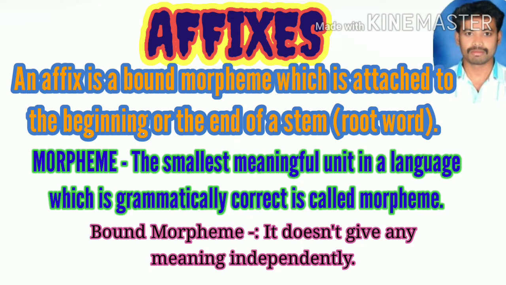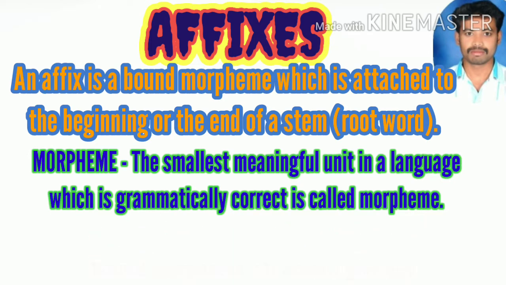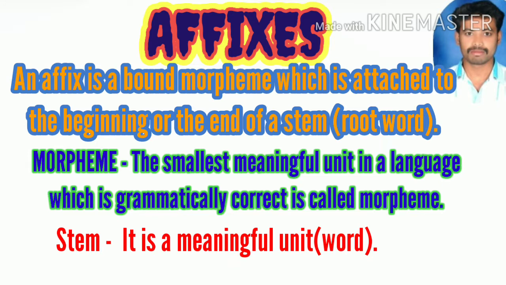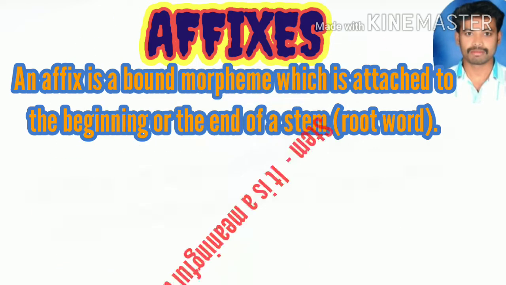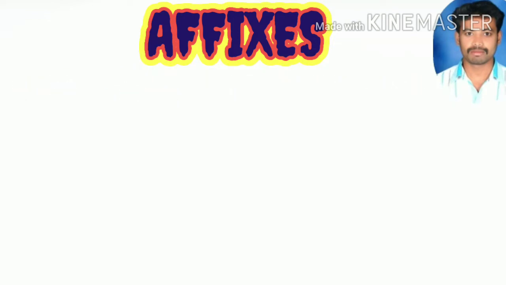And then we want to observe the last word in this definition, that is stem. What is the stem? Stem means it is a meaningful unit which is grammatically correct, so we call that a morpheme. That's all. Have you understood all those things? Yes, okay. Now we will see two examples for affixes.